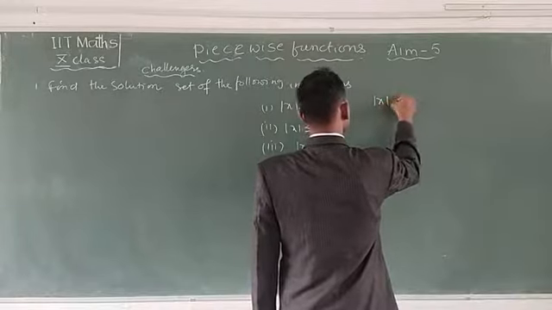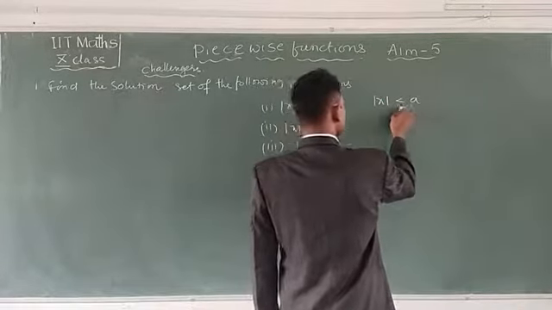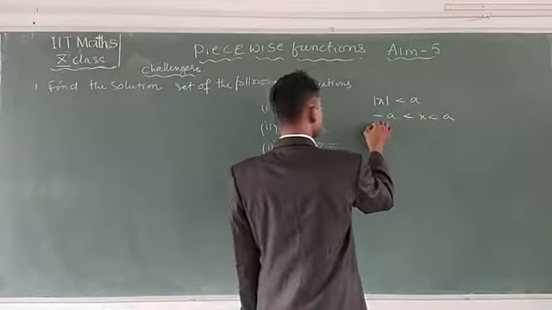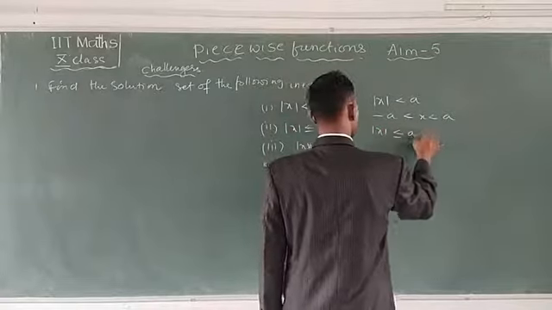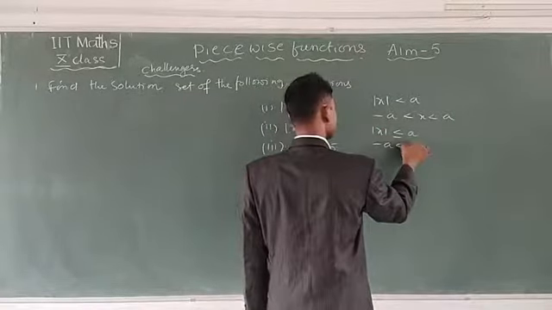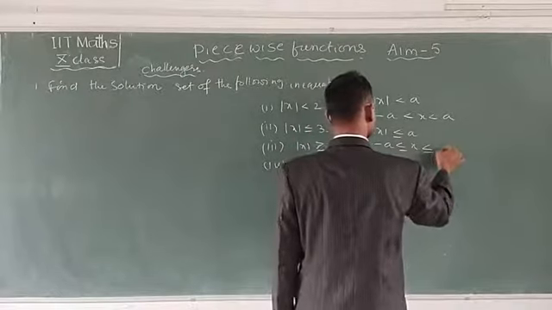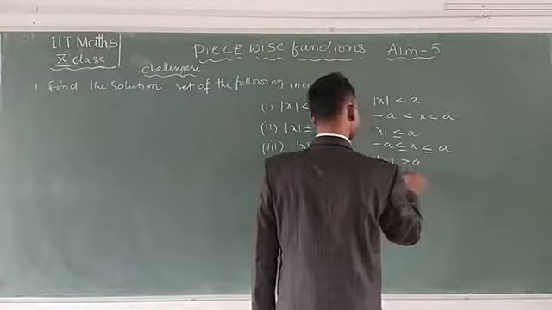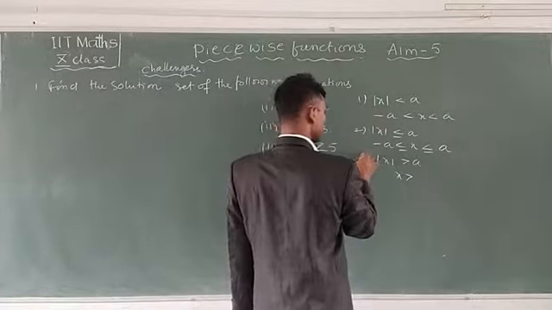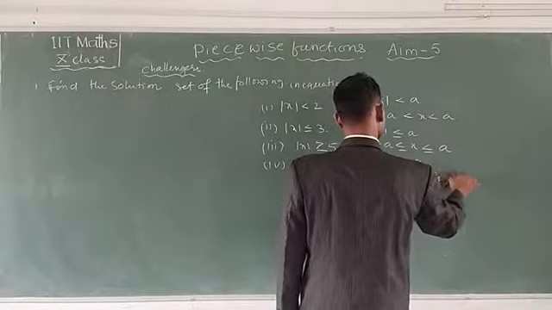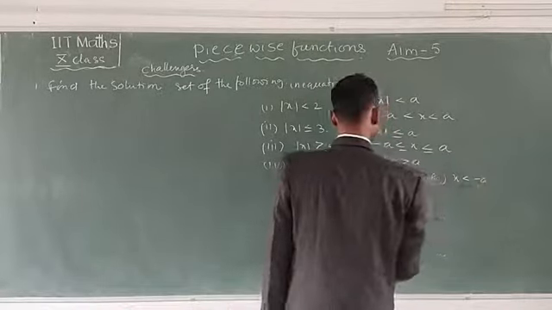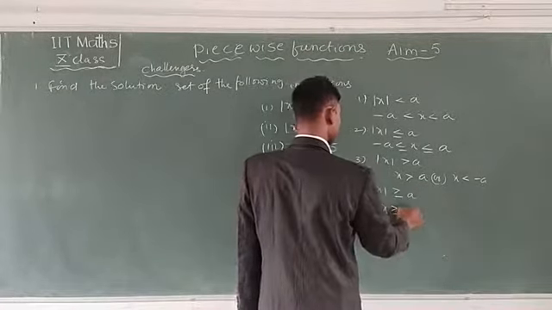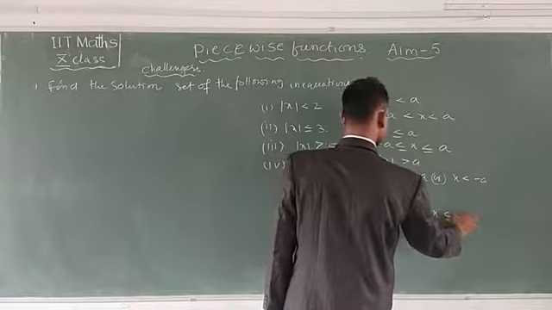Here, modulus of x is less than a, then x lies between minus a and a. Next, modulus of x is less than or equal to a, then minus a is less than or equal to x is less than or equal to a. Next, modulus of x is greater than a, then x is greater than a or x is less than minus a. Now the fourth one, modulus of x is greater than or equal to a, then x is greater than or equal to a or x is less than or equal to minus a.